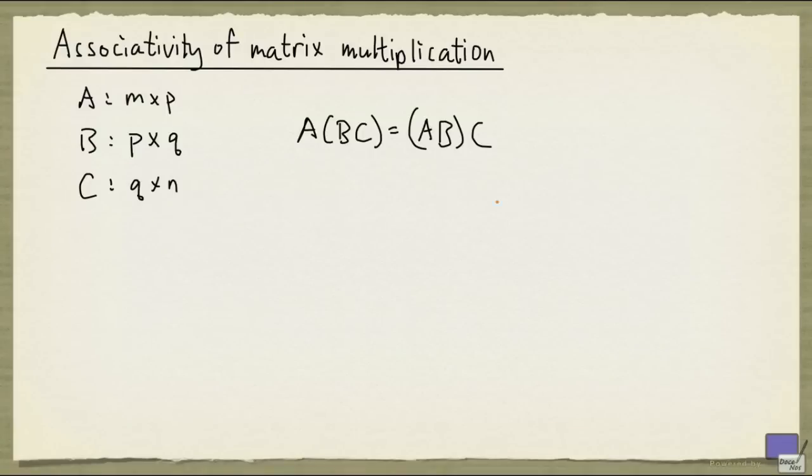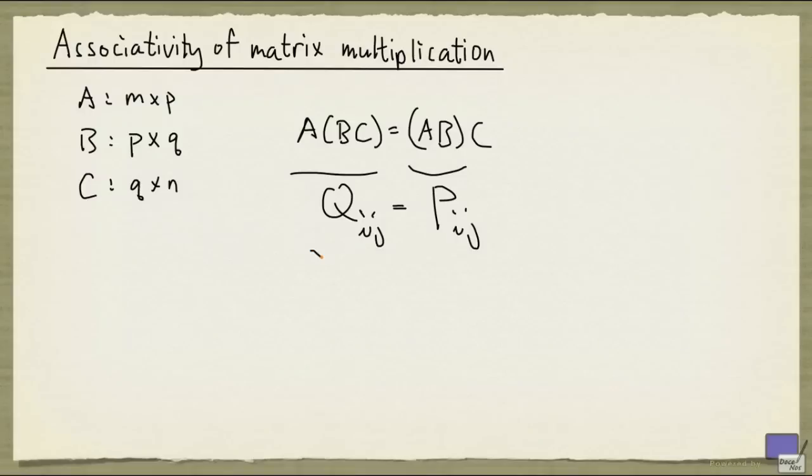Now, how would you prove something like this? We won't give all the details here, but one way to approach this is to compare the ij entry on both sides. Say you call this matrix Q and this matrix P, and you want to show that the ij entry of Q is the same as the ij entry of P.